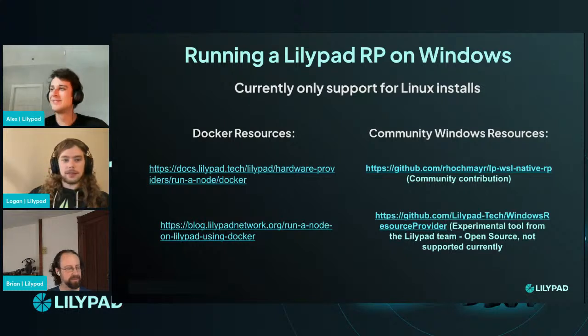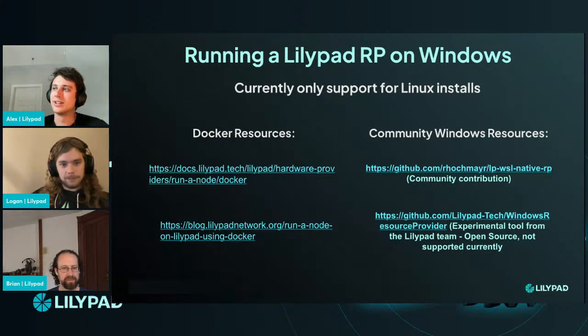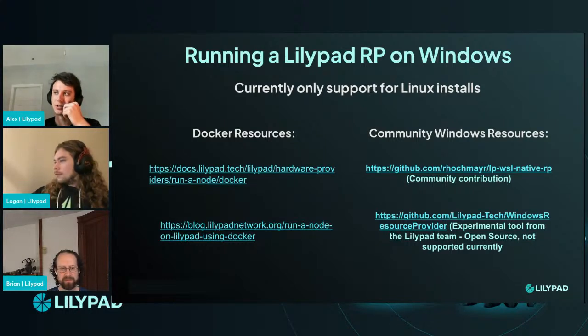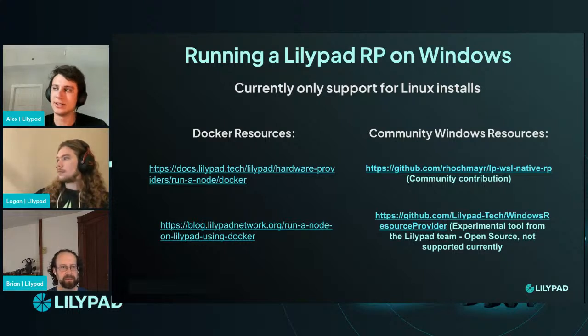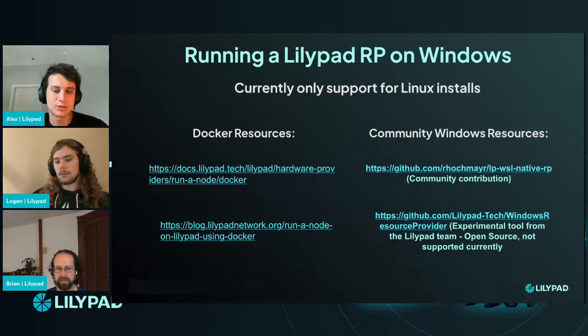Don't be shy. Okay, so I have mentioned this already, but I thought I would throw it on here again because we have had a lot of questions about running an RP on Windows. Again, our team currently is only going to be supporting either running on Linux or using the Docker resources that we mentioned before. This is just how we decided internally to prioritize resources, and we do have a community contribution from a couple of Rasa, as we mentioned.